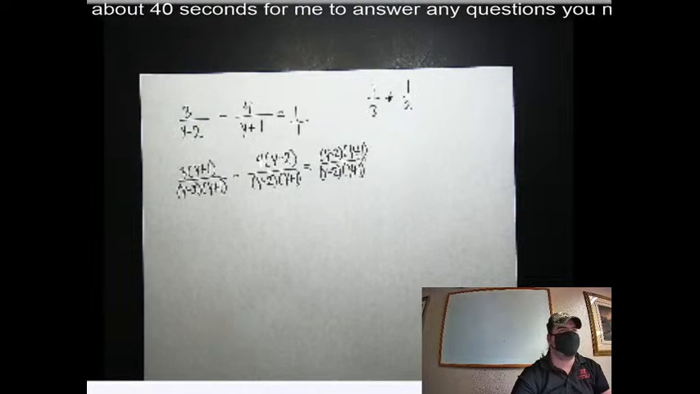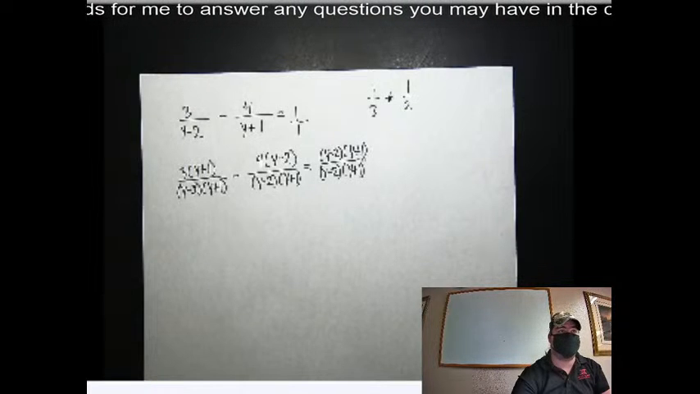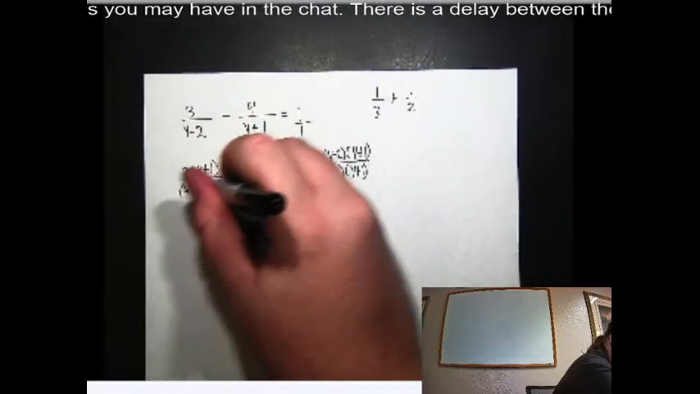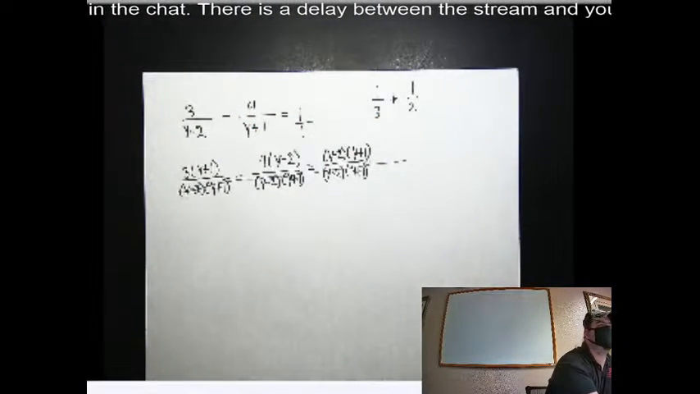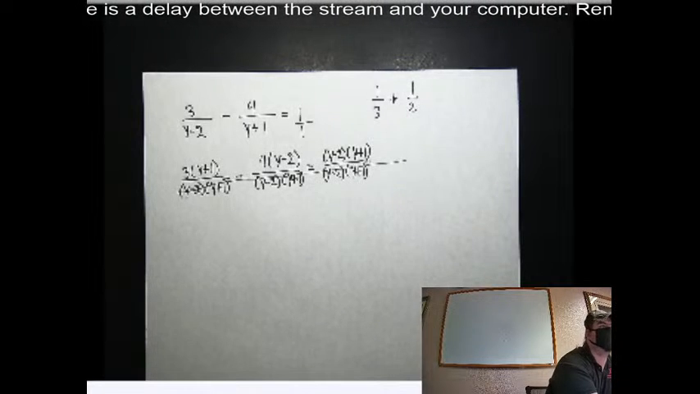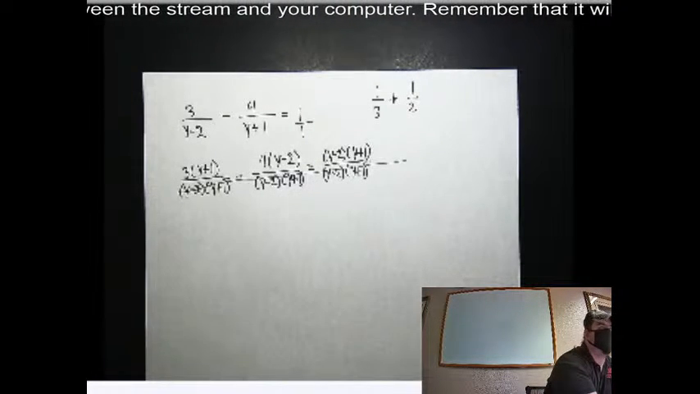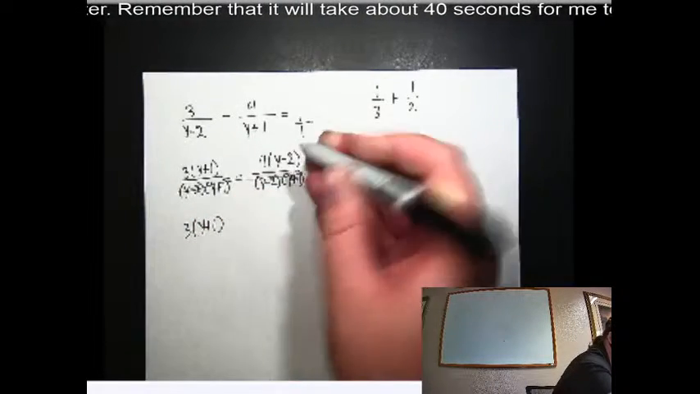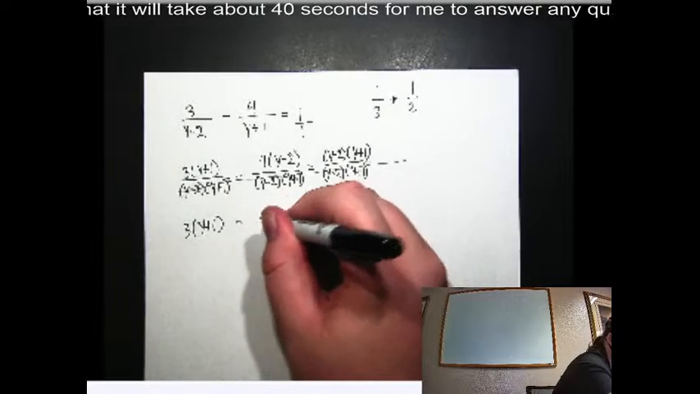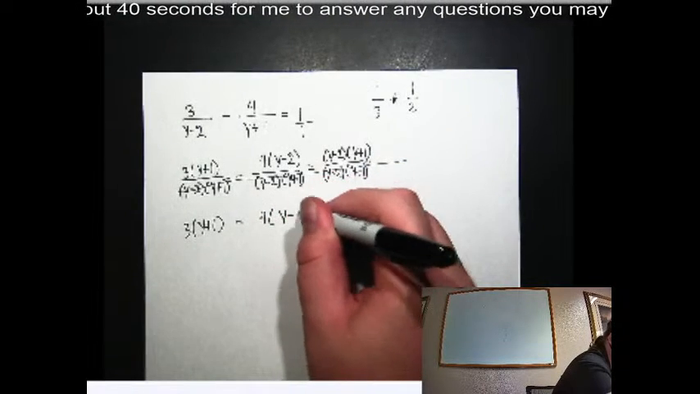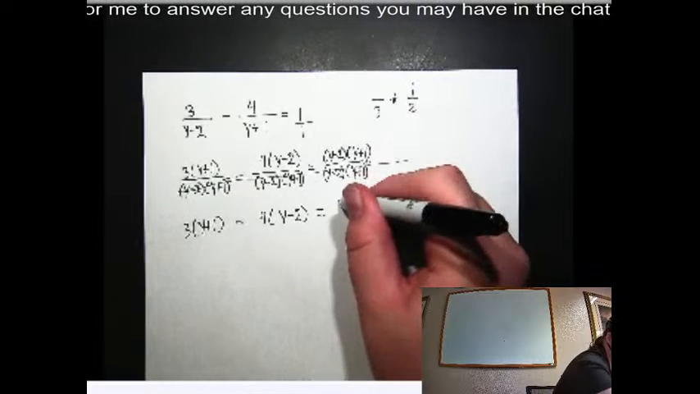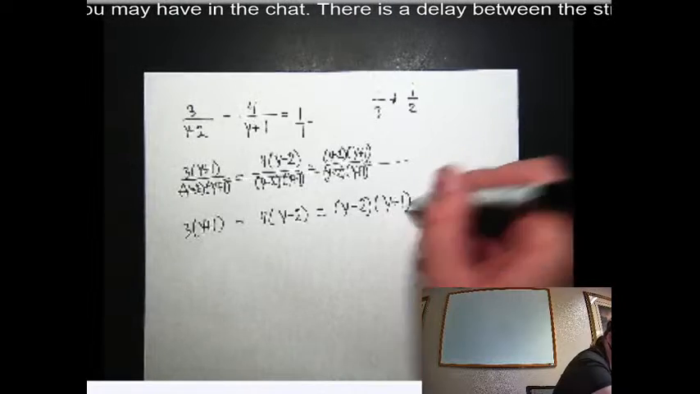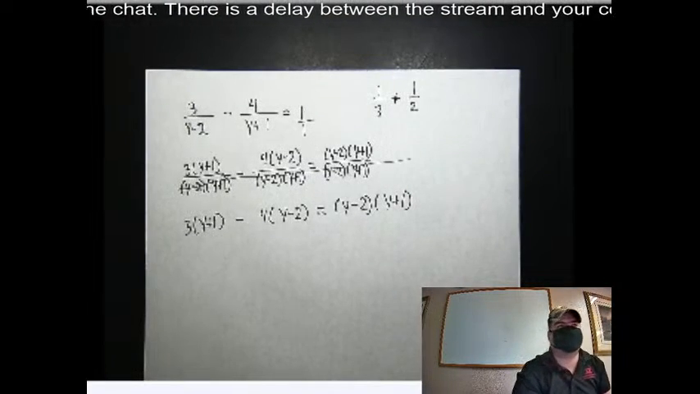And like I said, if we get everything over the same denominator, that means we can go ahead and cancel those denominators. So all these are gone. No longer with us. Okay. Well, at this point, we can now say that we just have 3 times y plus 1 minus 4 times y minus 2 equals y minus 2 times y plus 1. No more fractions.